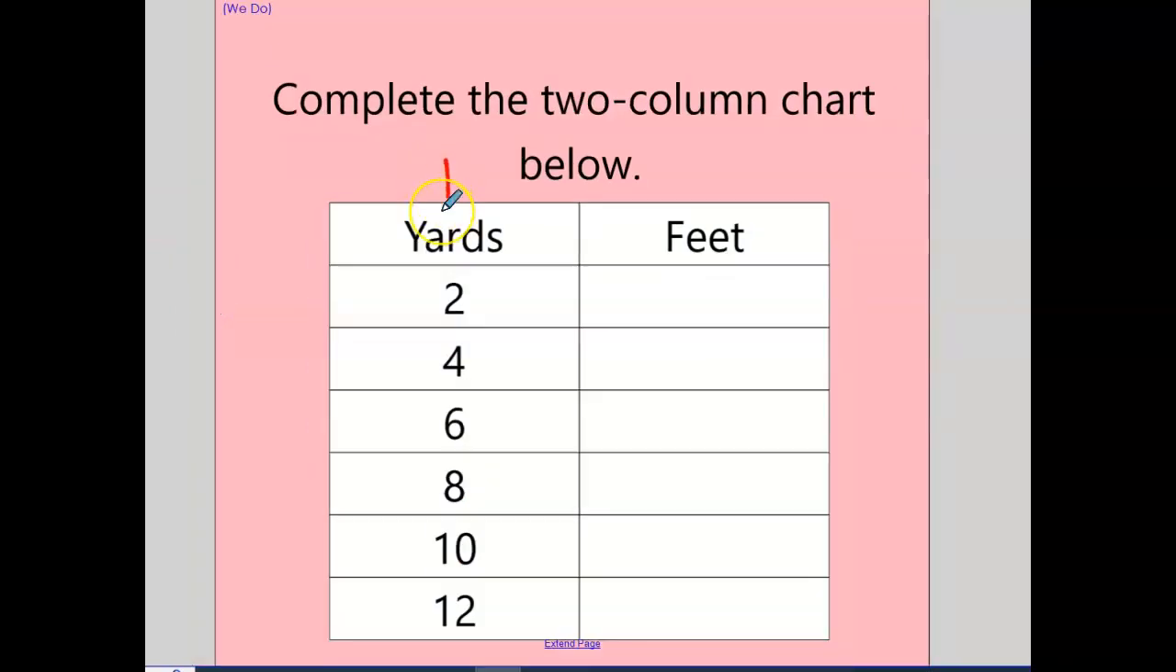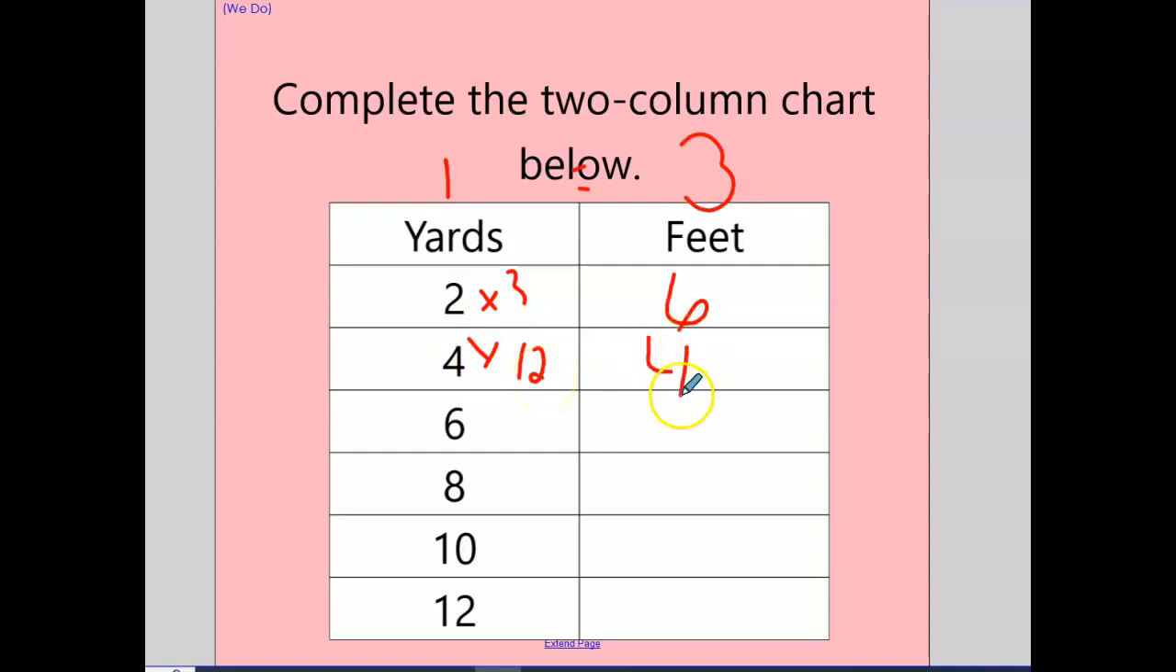How many feet are in 1 yard? Awesome. 3 feet. So 2 yards, we'd multiply by what? Times 3. What's 2 times 3? 6. Awesome. 6 feet. What about 4 yards? What would you have to do? 4 times 3. What's 4 times 3?